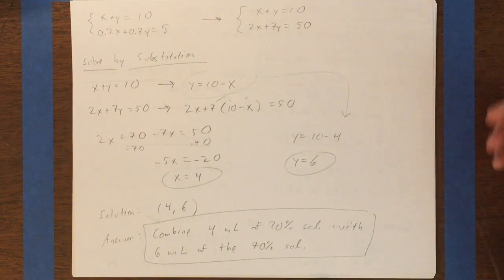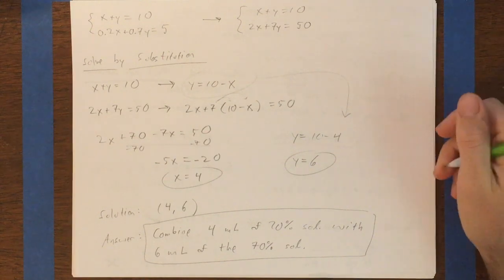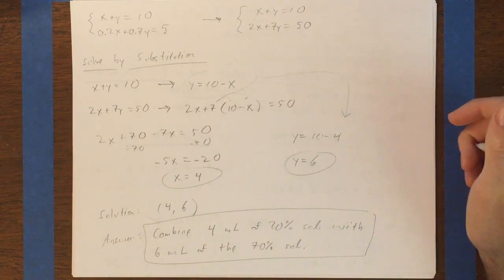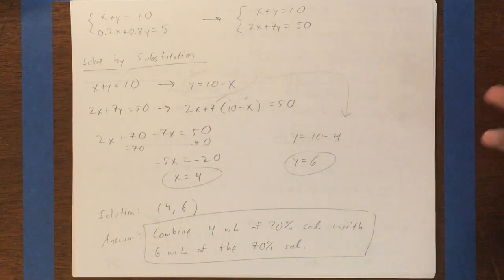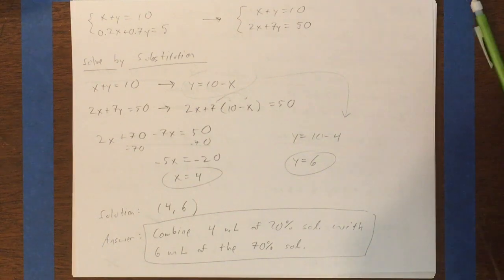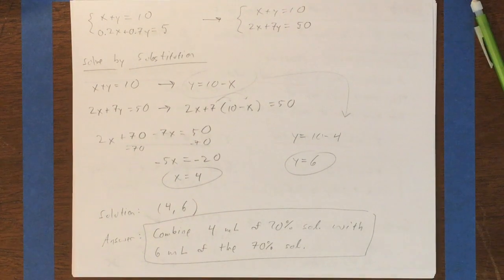Whenever you're dealing with some kind of application problem like this, you should always take your solution and put it back into the context of the problem and give an answer which uses units and references the information that you were given originally. Okay, so that's the first strategy for solving an equation like this, by substitution. In the next video, we're going to do it by the other method.